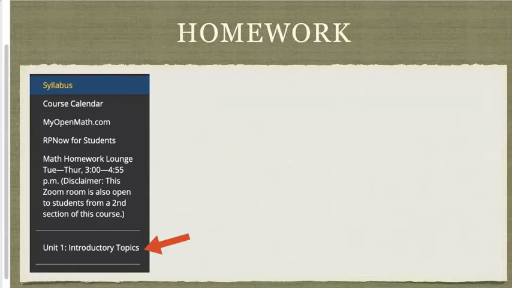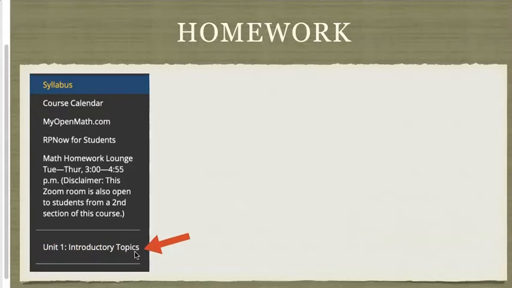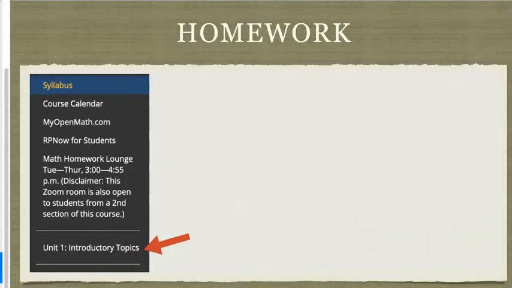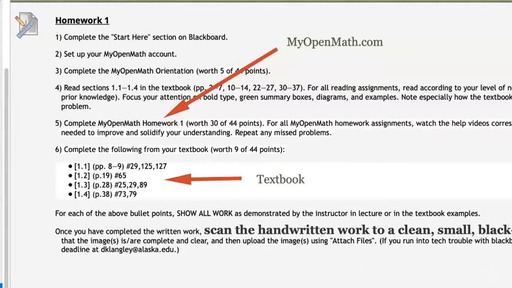Speaking of homework, if you want to find it, go to Blackboard. You will see underneath the Math Homework Lounge, Unit 1 Introductory Topics. That's our first unit, and other units will show up throughout the semester. Click on the unit, and you will find the homework. To every homework, there are 2 parts. There is the MyOpenMath part of the homework and the textbook part of the homework. Both parts are required for full credit.